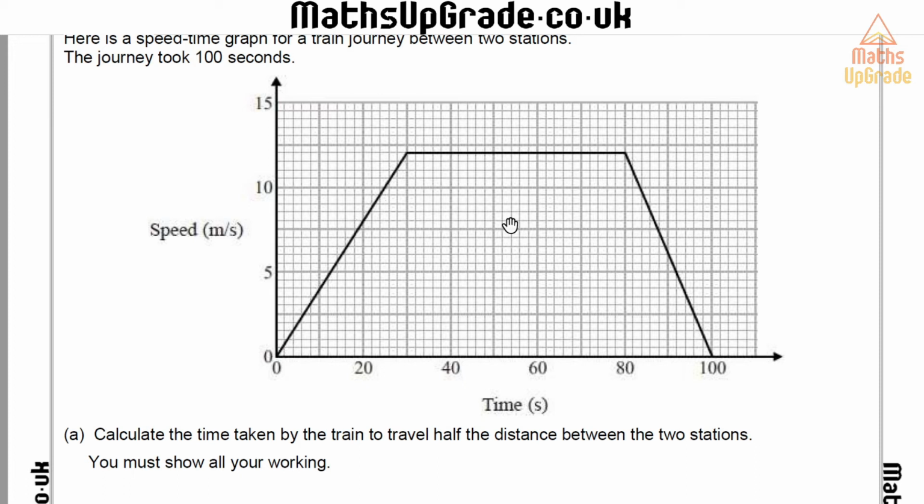Okay, so essentially what I need to do is find the distance underneath this graph. So that's essentially the area underneath the graph, and that would represent the distance the train travelled. Then I'd divide that by 2 to find half the distance, and I'd work out the time taken. So let's do that now.